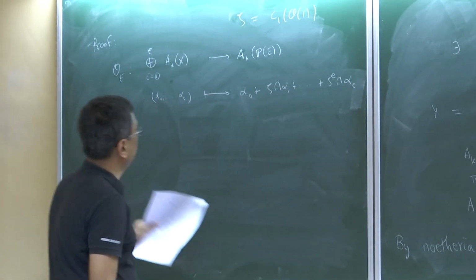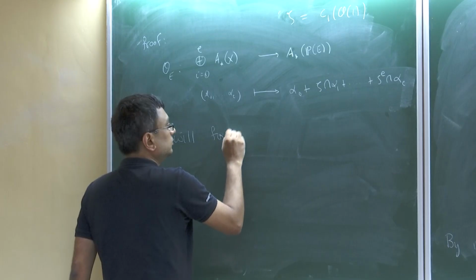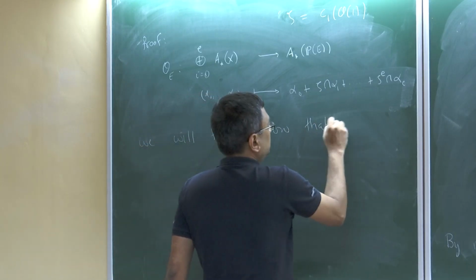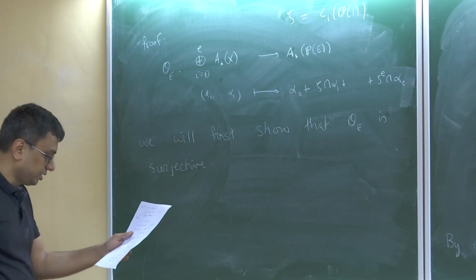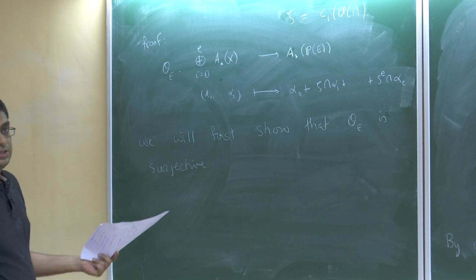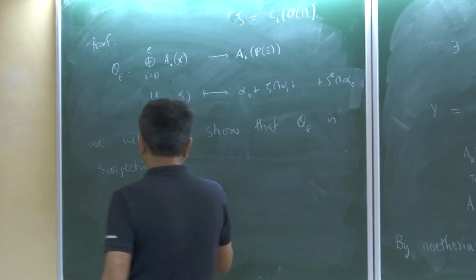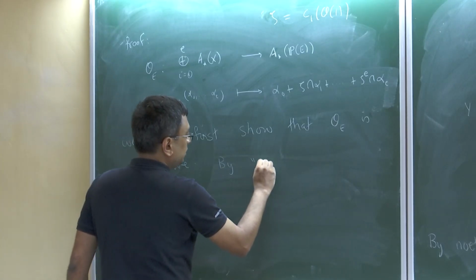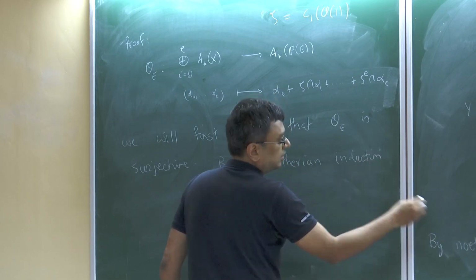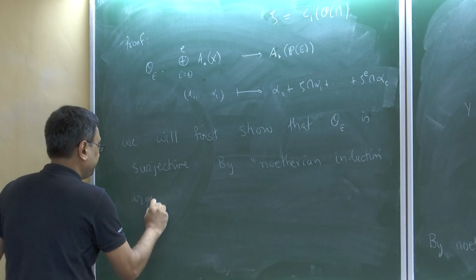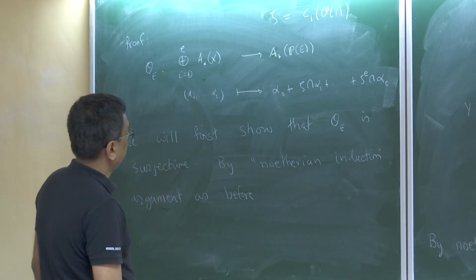Okay, so we want to show that theta is an isomorphism. So we will first show that theta E is surjective. Again, by Noetherian induction, this map is well behaved with respect to restriction to open and closed subsets. So by the Noetherian induction argument as before, right here on this board, we may assume that the bundle is trivial.